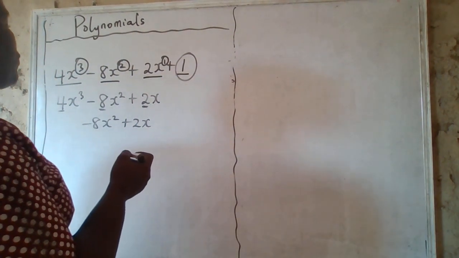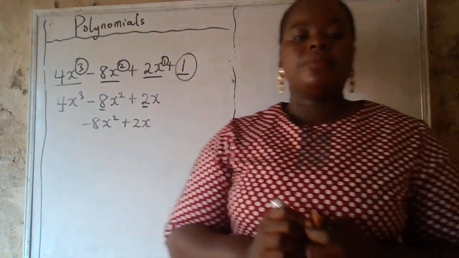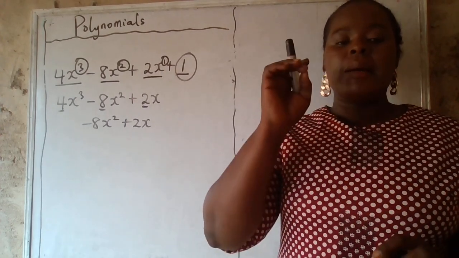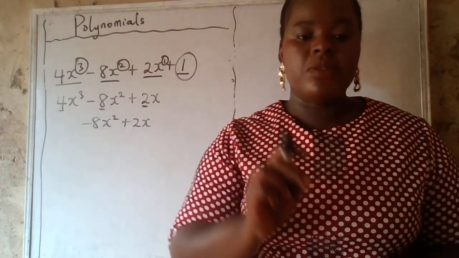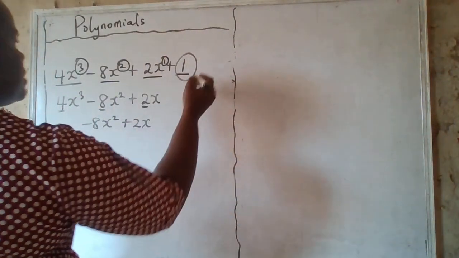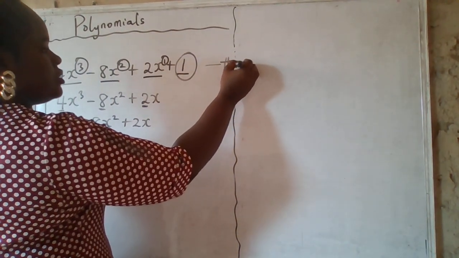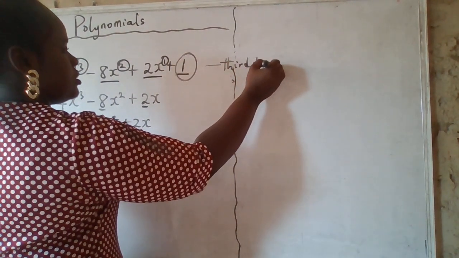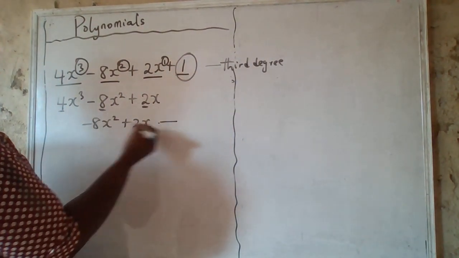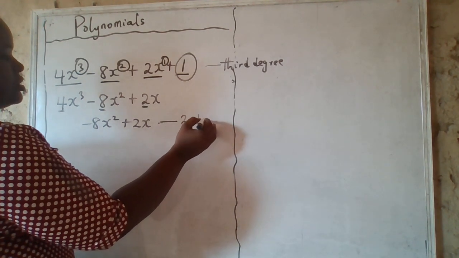So now let's discuss the degree of a polynomial. The degree of a polynomial actually refers to the highest power of the polynomial. For example, in this first example, we have that it is of the third degree. In this last example, we have that it is of the second degree.